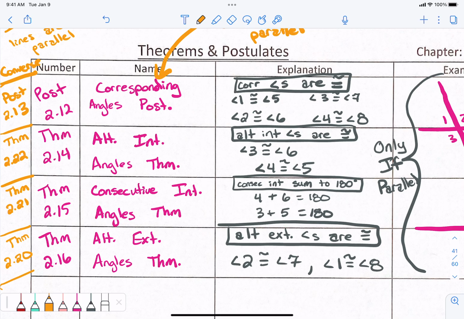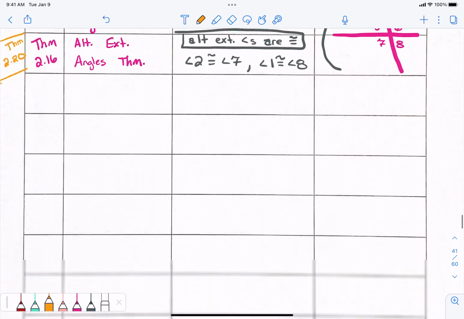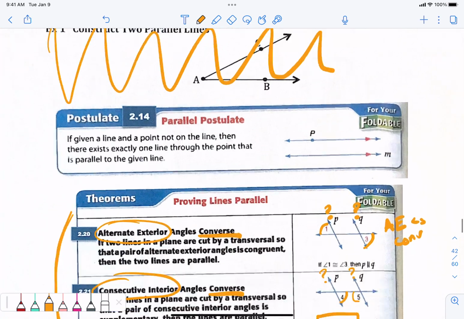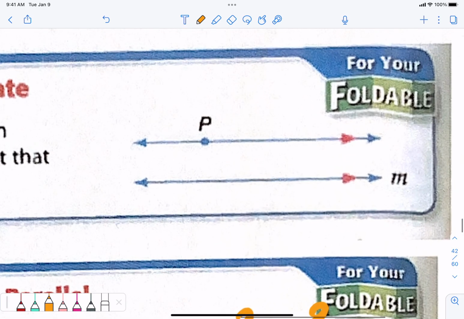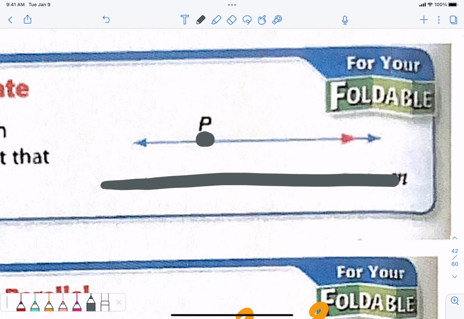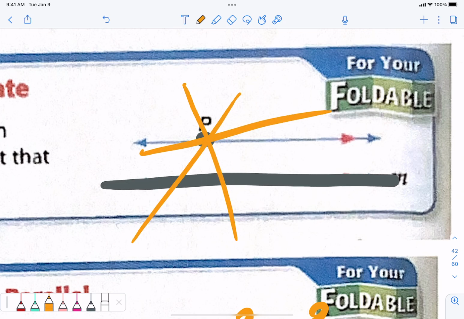Now let's talk about the other two that we skipped, and then we'll actually do some problems. Ready? This one is the parallel postulate. We're not going to write this one down, but this is important. Listen to this. It's important yet stupid at the same time. This one says, if I have a dot right here and a line right here, there are a bunch of different lines I can draw through this dot.